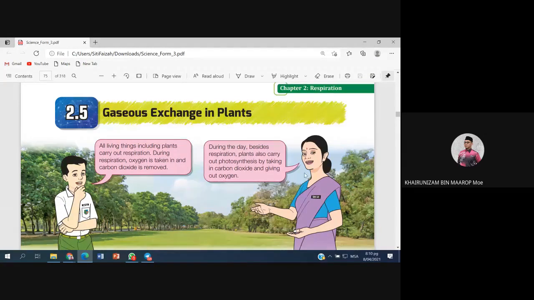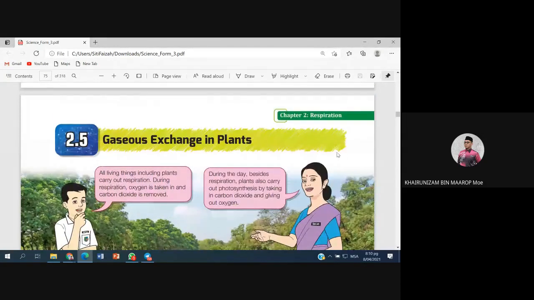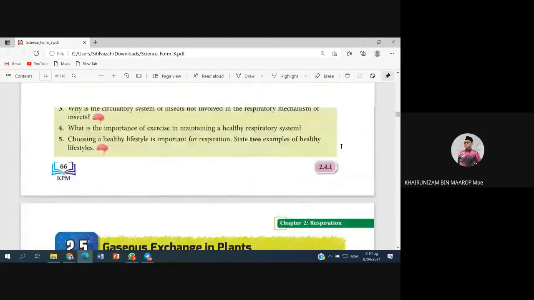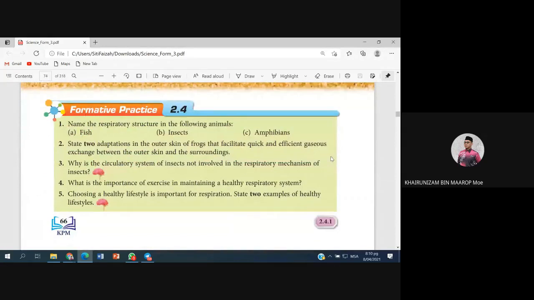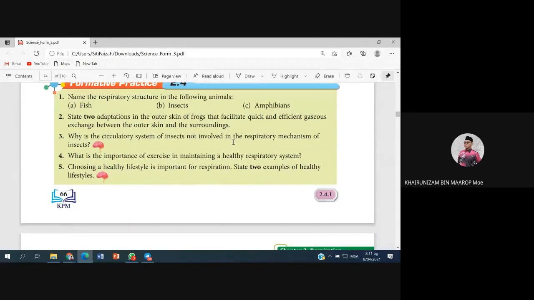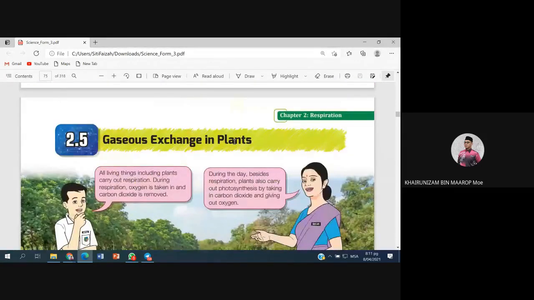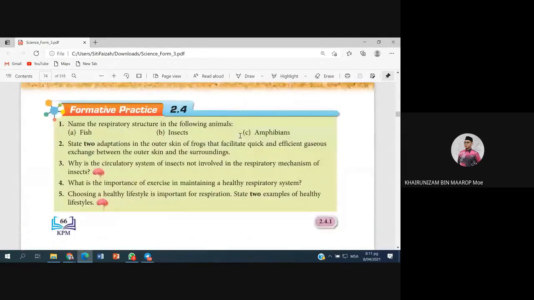Okay, today we continue our lesson by skill 2.5. Before that, I hope all of you have already done formative practice 2.4, because I have only received work from some of you. So I hope all of you have done this exercise.